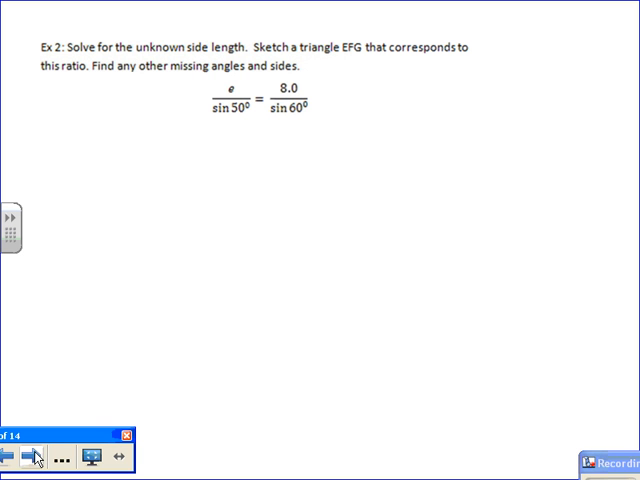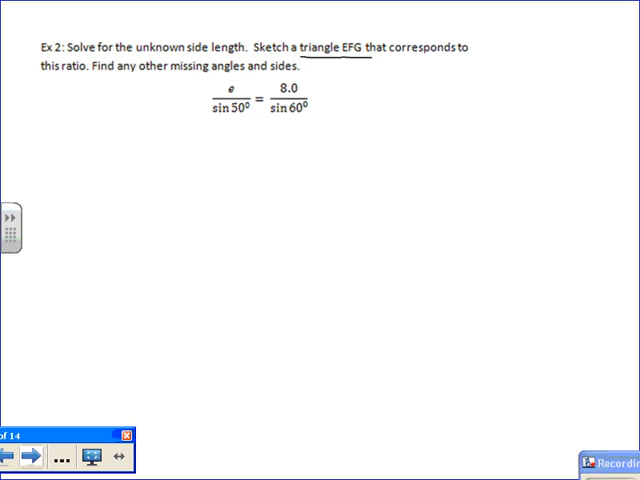Solve for the unknown side length here. This time we're actually working backwards. We're given the sine law and we're going to sketch a triangle that matches it. Let's go ahead and do this. This is not hard, although it is not using A, B, and C, which is okay. So let's sketch a triangle EFG that corresponds to this ratio.